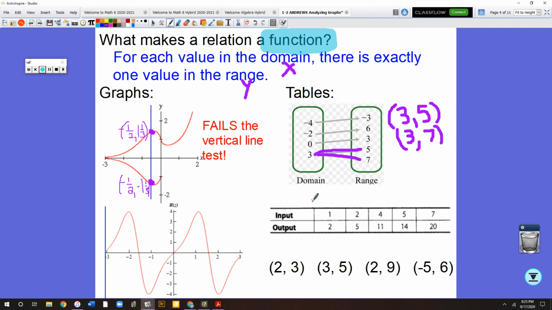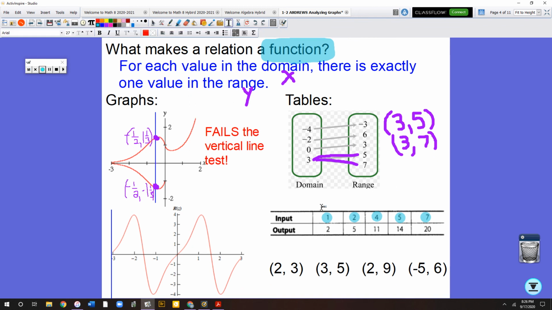If we look at the input-output table over here, all I want to look at are the inputs. As long as they are all different numbers, this is a function because they are all different numbers. 1, 2, 4, 5, and 7. Okay? So this is a function. Not a function.